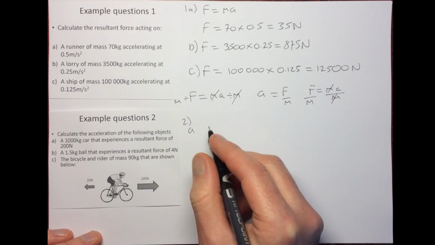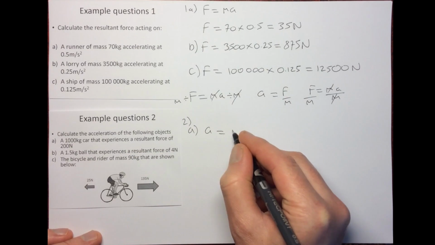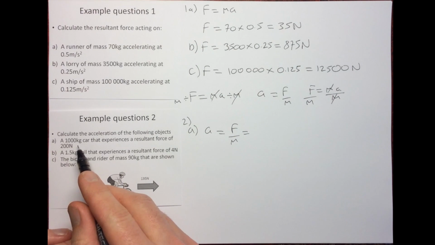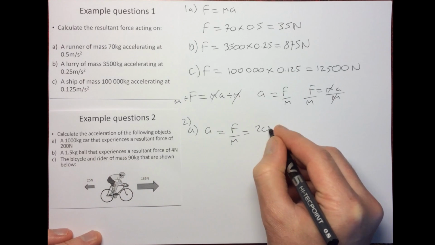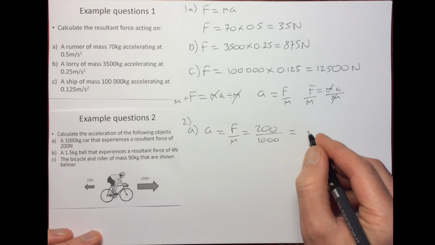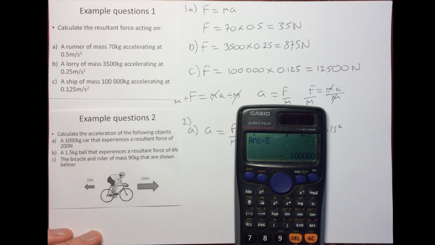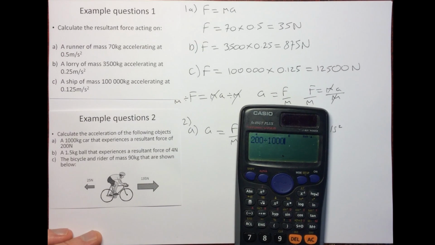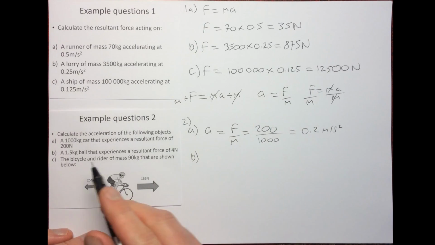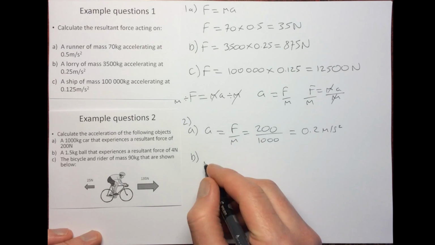So question number 2 here, example number 2, part A. We need to work out the acceleration. So A equals F over m. Remember, F is the resultant force. A 1,000 kilogram car that experiences a resultant force of 200 newtons. So 200 newtons is the resultant force. Mass is 1,000. Okay, so that's going to come out as 0.2 meters per second squared. You can check that on your calculator if you want. Okay, 0.2.